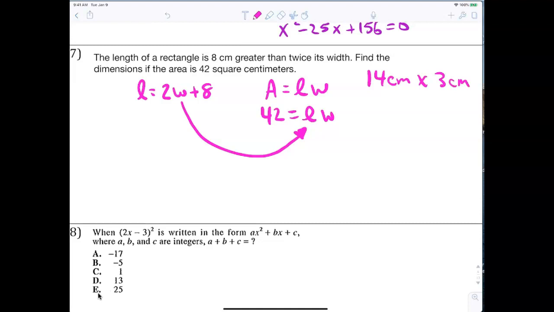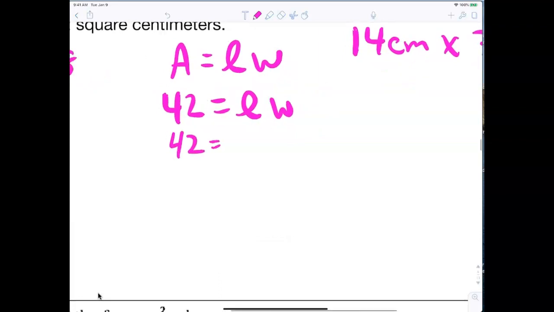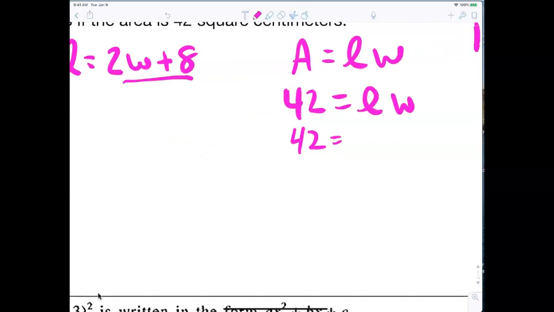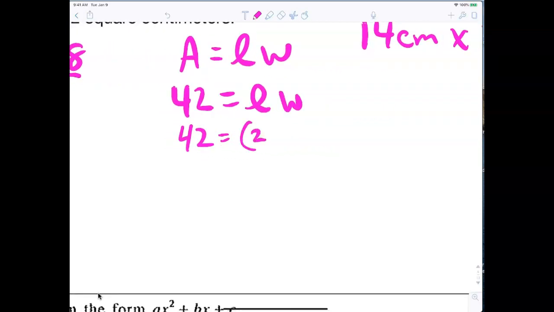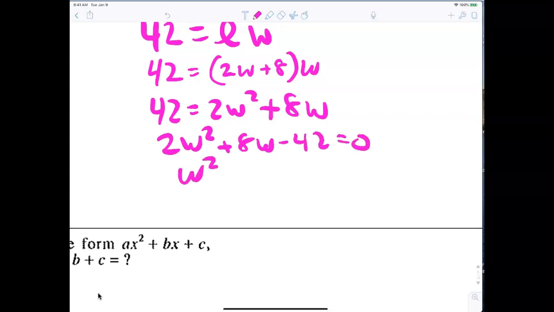Yes, we can do that. So from here, 42 equals, now again, 2w plus 8 is the length, so 2w plus 8 times w. You agree with that? So now 42 equals 2w squared plus 8w. Then we subtract 42: 2w squared plus 8w minus 42 equals 0, right? Divide by 2: w squared plus 4w minus 21 equals 0.